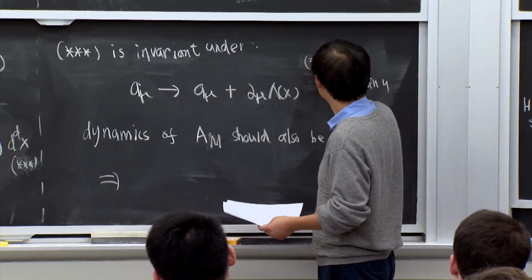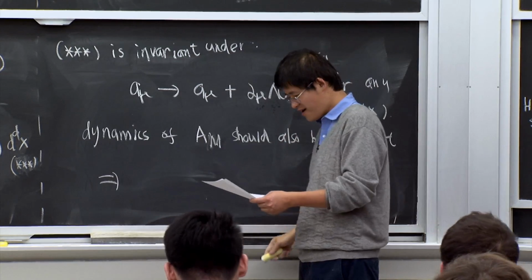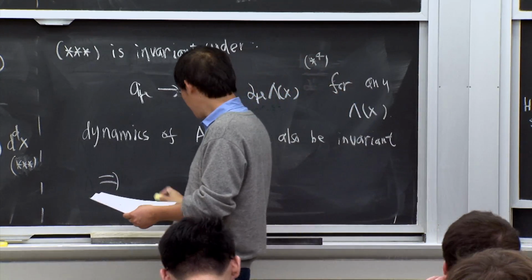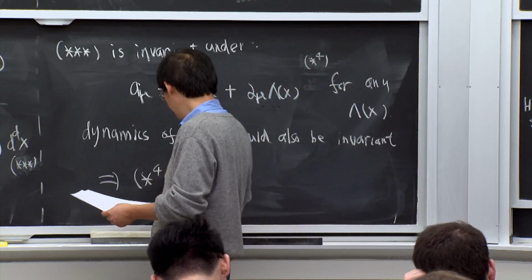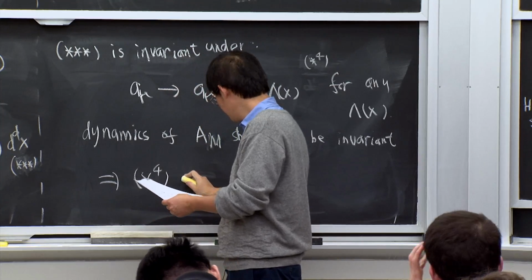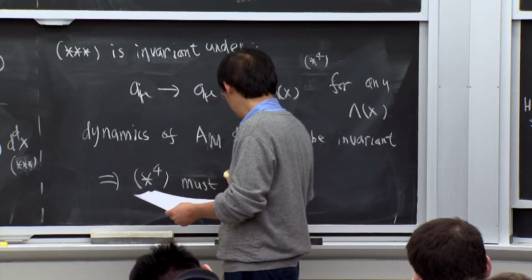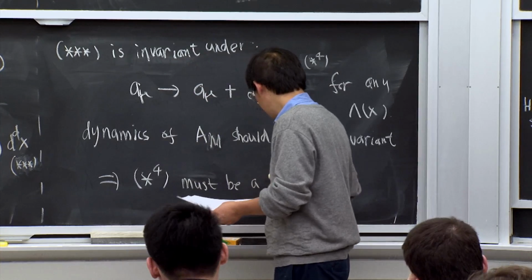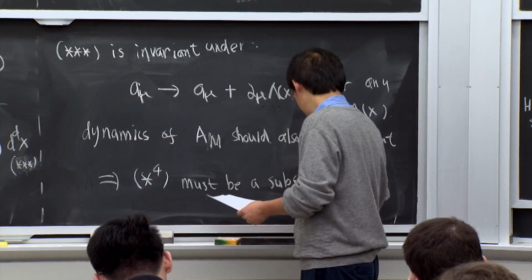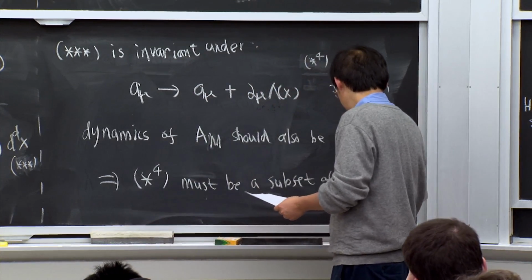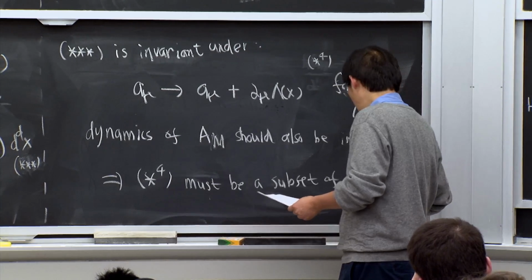So now call it star to the power 4, then star to the power 4 must also be a subset of some bulk gauge transformation.